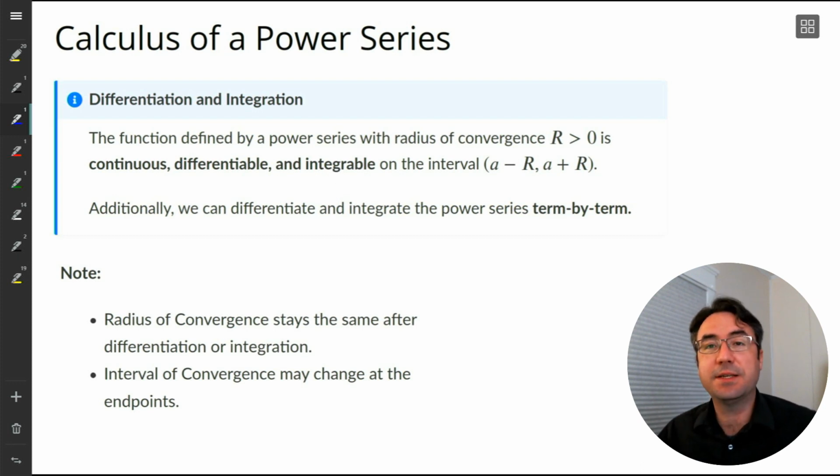So it's pretty surprising. We know with series and power series, there can be lots of issues with convergence and divergence, but they behave surprisingly nicely. A function that's defined by a power series is continuous, differentiable, and integrable. Now we have to specify where all this happens. It happens on the interval from a minus r to a plus r, where r is the radius of convergence and a is the center point for our power series.